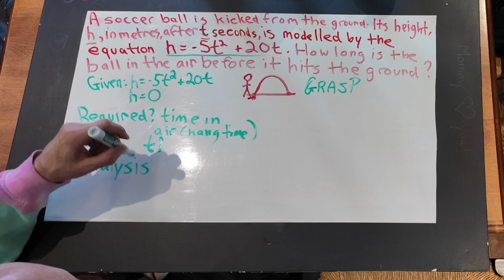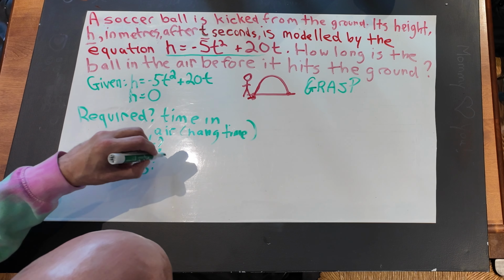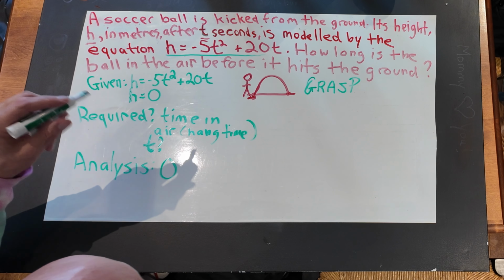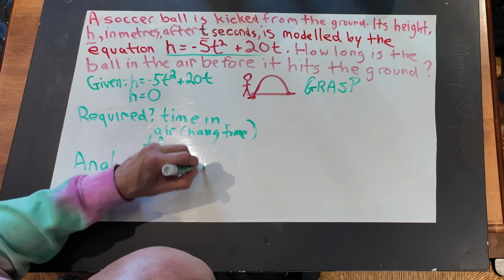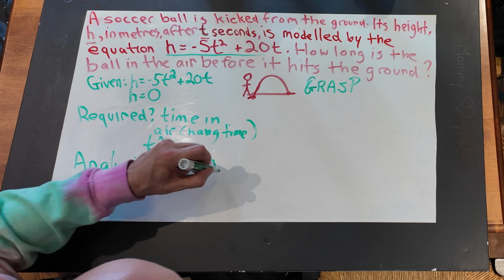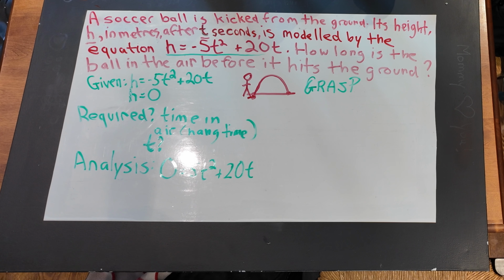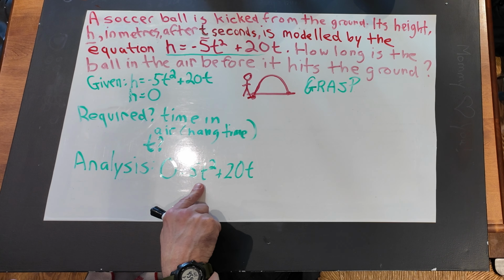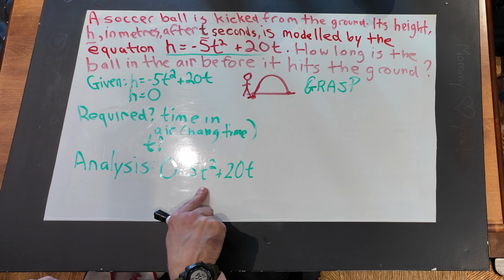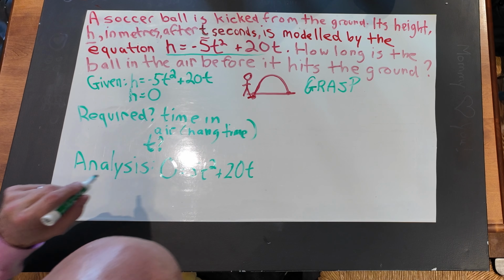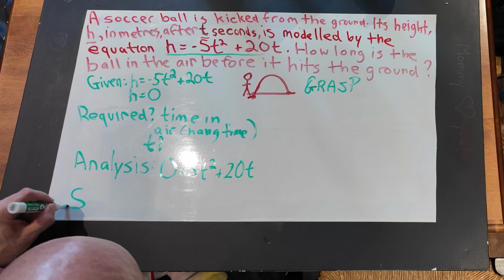So with the analysis, we're going to put together the information we have here, okay? And we're going to say 0, that's our height, is equal to 5t squared plus 20t. That's my analysis, all right? So I know that I can find this. And let me just show you. Solution! That's what the S in GRASP stands for.